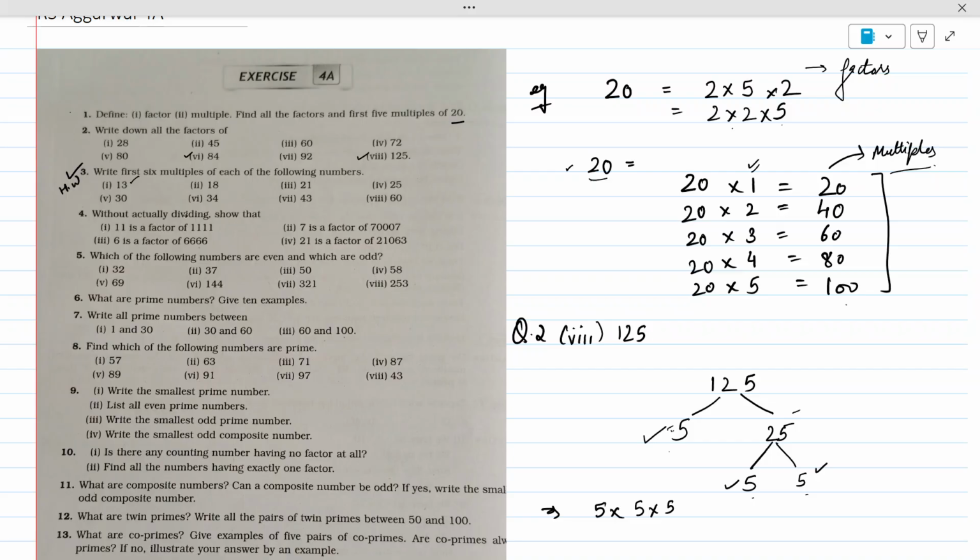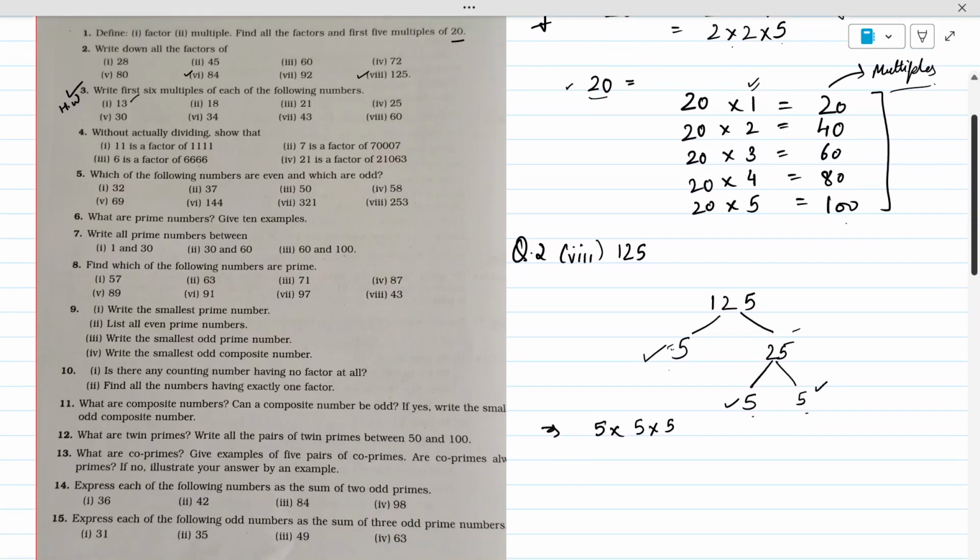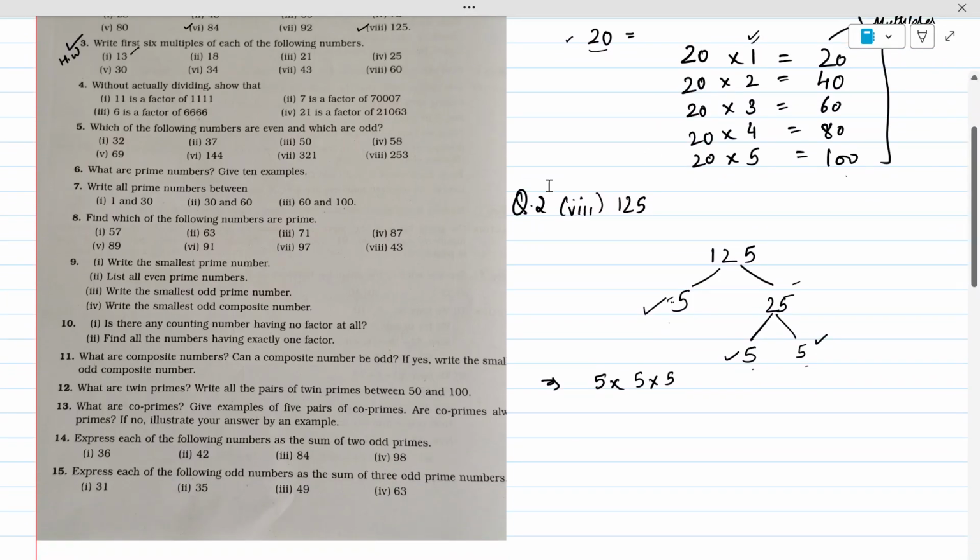Now, without actually dividing, show that these are all factors of these numbers. Okay, so kids, these are also very easy. We have already covered it. Again, I'm going to take 2 examples here. I'm taking the first example and example 4. So I'm writing question number 4, A part here. It is: 11 is a factor of 1111. So we have to find that it is a factor of this.